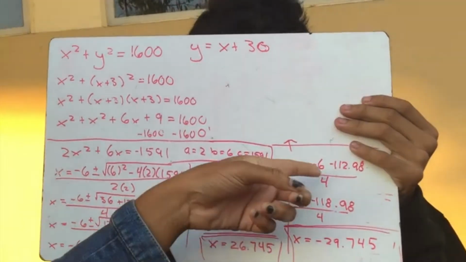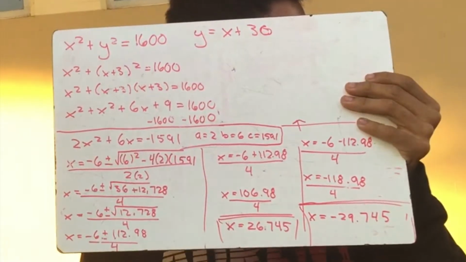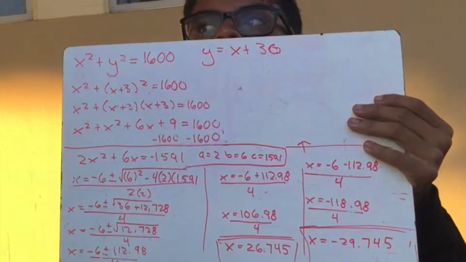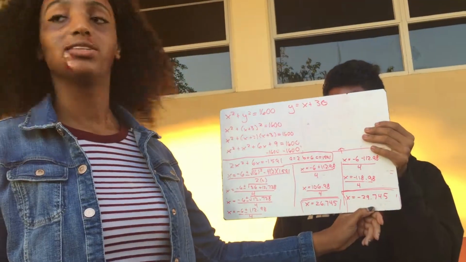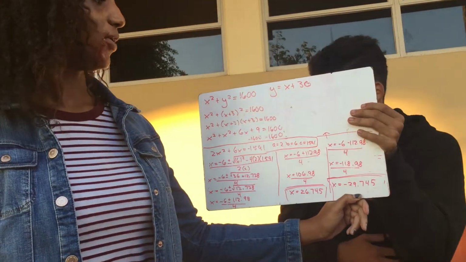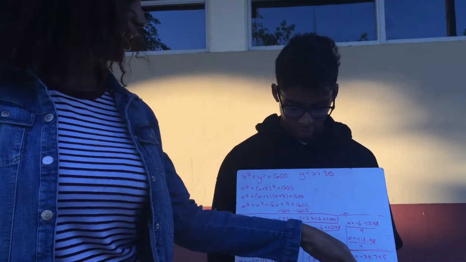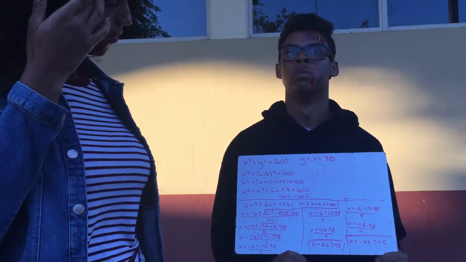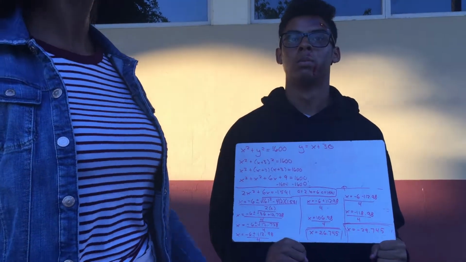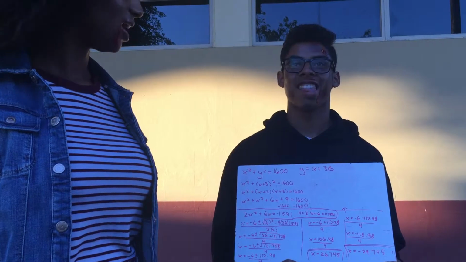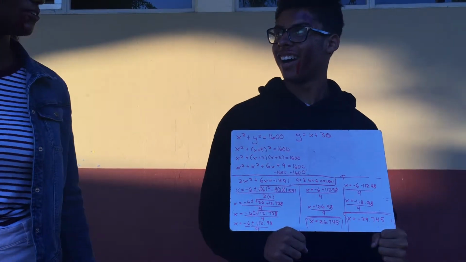and then your first x is 26.745. You would do the same thing except subtracting, so you get x equals -6 minus 112.98 over 4, and then you do your work and it comes out to x equals -29.745. And so these are the answers, and we know that from mile -29.745 to mile 26.745, you are in range of the cell phone tower.